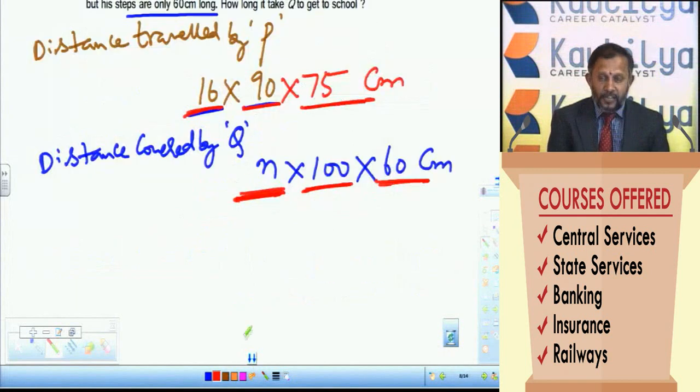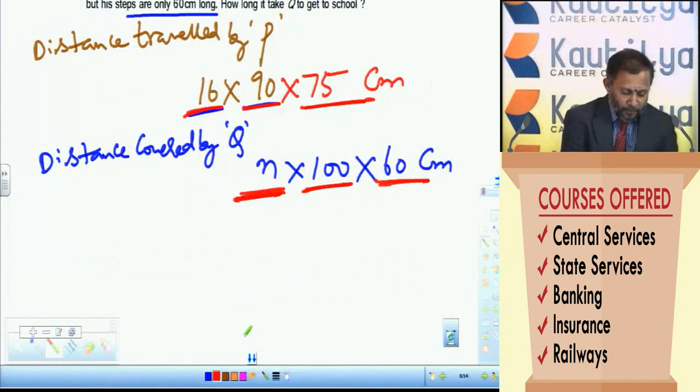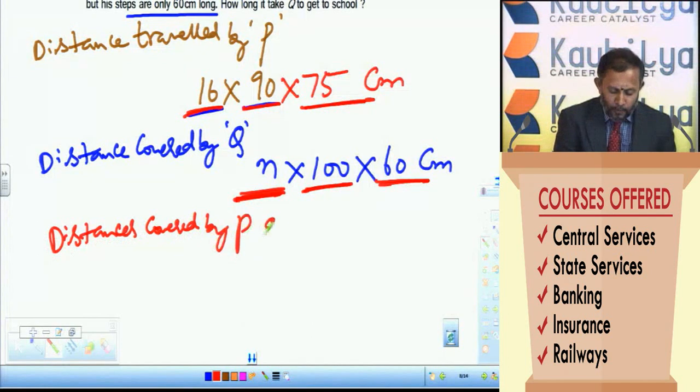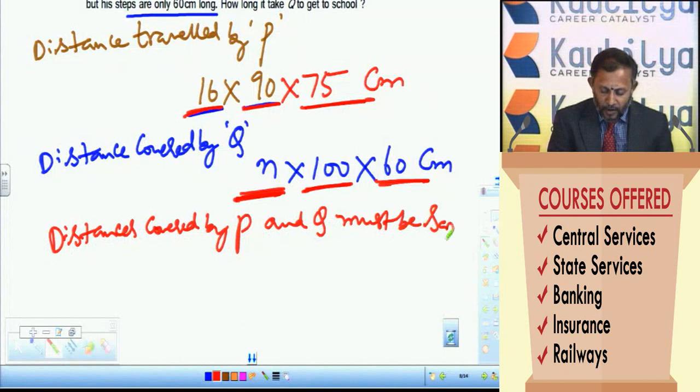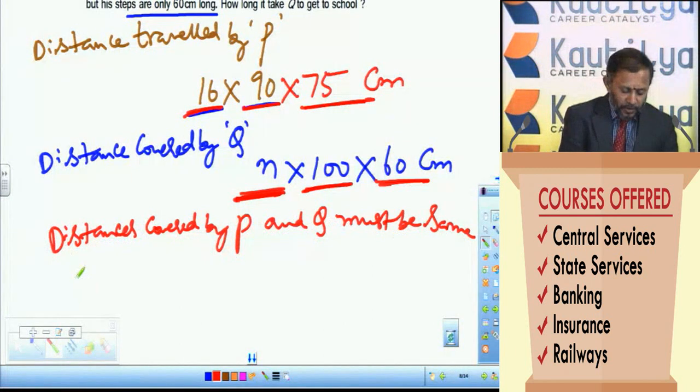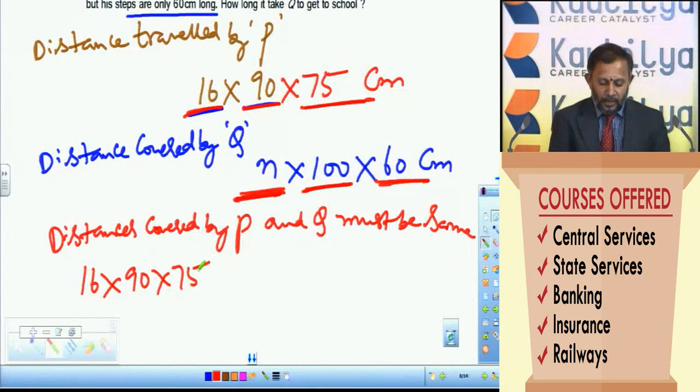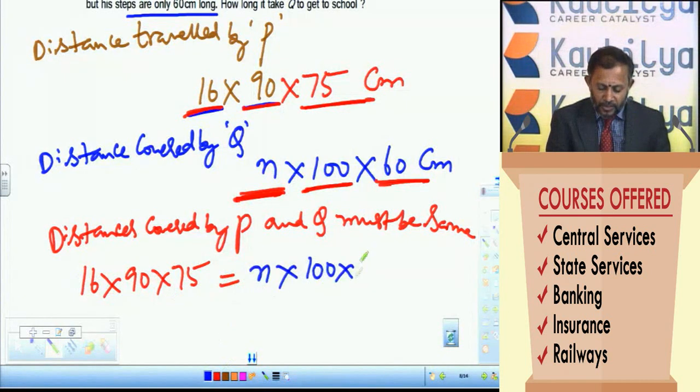But as they are going to the same school, they have to cover the same distance. The distance travelled by both candidates P and Q must be the same or equal. So therefore, 16 into 90 into 75, that is the distance covered by P, is equal to n into 100 into 60, that is the distance covered by Q.